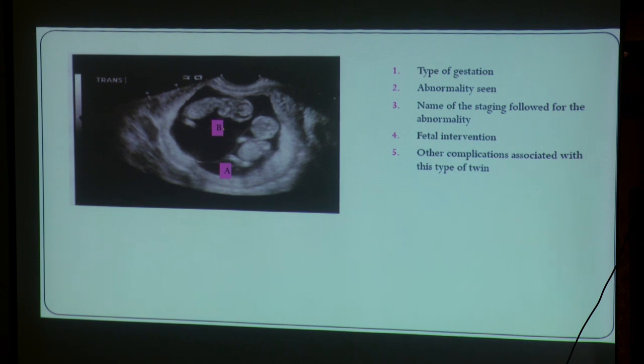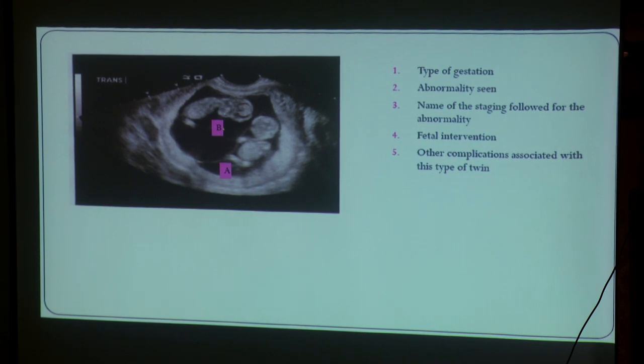The staging name is Quintero staging. The fetal intervention that can help is laser coagulation of the interplacental anastomosis. Actually, in twin-to-twin transfusion there will be abnormal anastomotic supply between both twins when they have a single placenta. When they share a single placenta, the abnormal supply will leave less vasculature to one of the twins. That twin will have oligohydramnios. The other twin with increased vascular supply will have polyhydramnios.